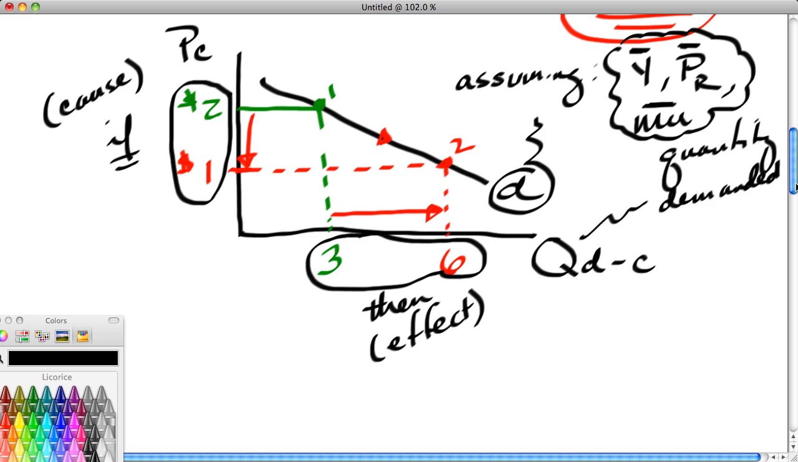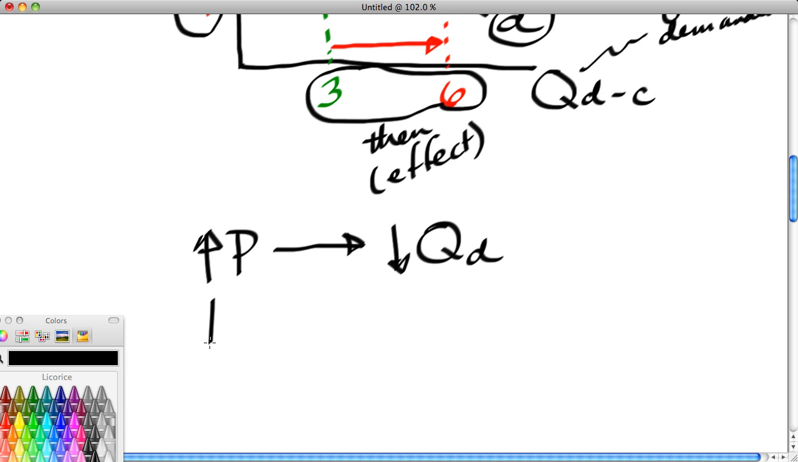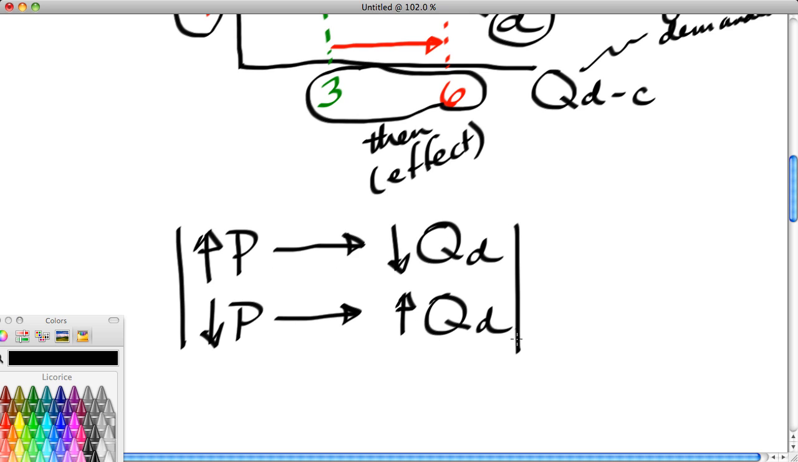So we could write it out with symbols this way. An increase in the price of coffee leads to a decrease in the quantity demanded of coffee. A decrease in the price of coffee, which is what we did here, leads to an increase in the quantity demanded of coffee. And this relationship has a name. It's called the law of demand.